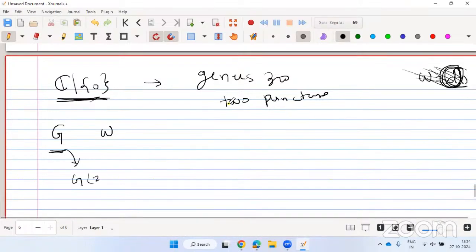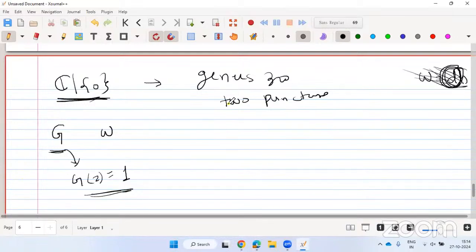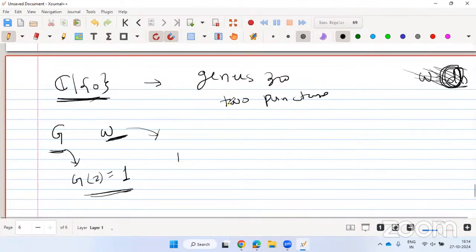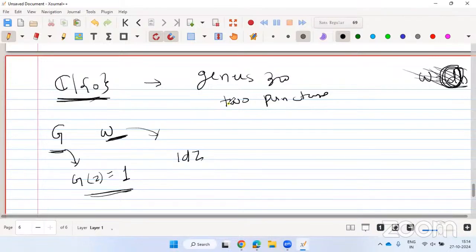Can I write down G(z) equal to 1? This is the simplest example. Of course, one can write G(z) equal to 1, a meromorphic function. Can you give me one holomorphic function omega? Yes, 1 dz. So will it give a minimal surface? Yes, it will give a minimal surface. Let us try to find out the minimal surface.